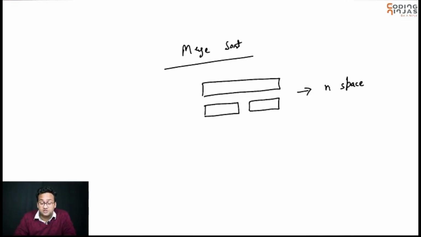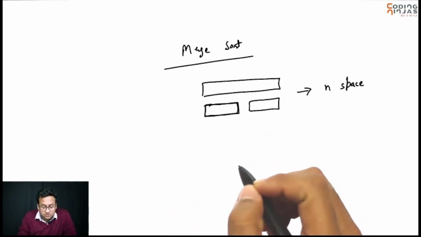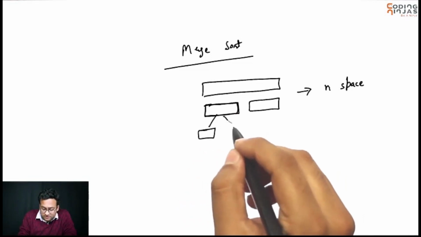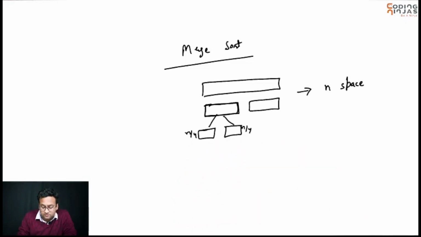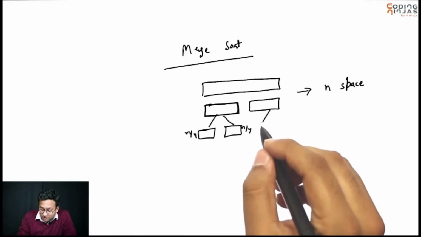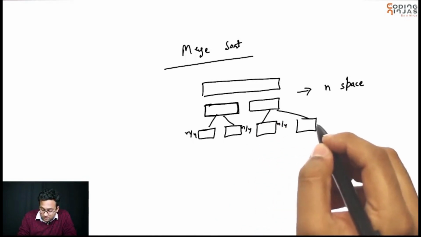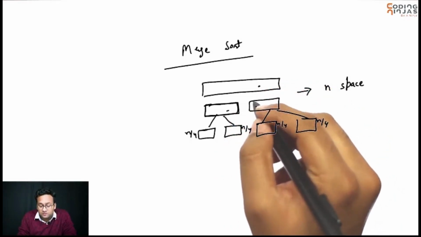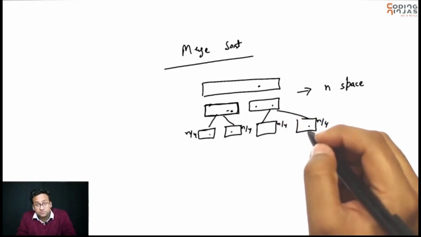Now what happens is we call merge sort on this function. So when you call merge sort on this function, this will internally create two n by 4 sized arrays. Similarly, this function will also create two n by 4 sized arrays, right? So this function created these two. When you call merge sort on this, it will create two. When you call merge sort on this, it will create two.